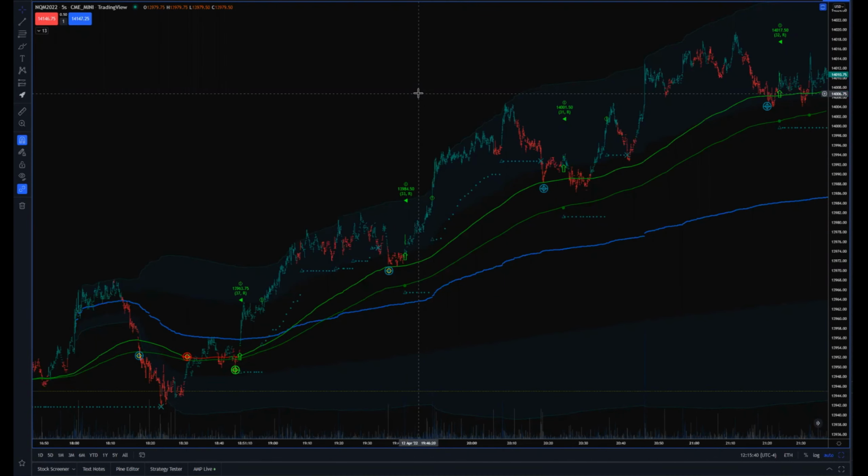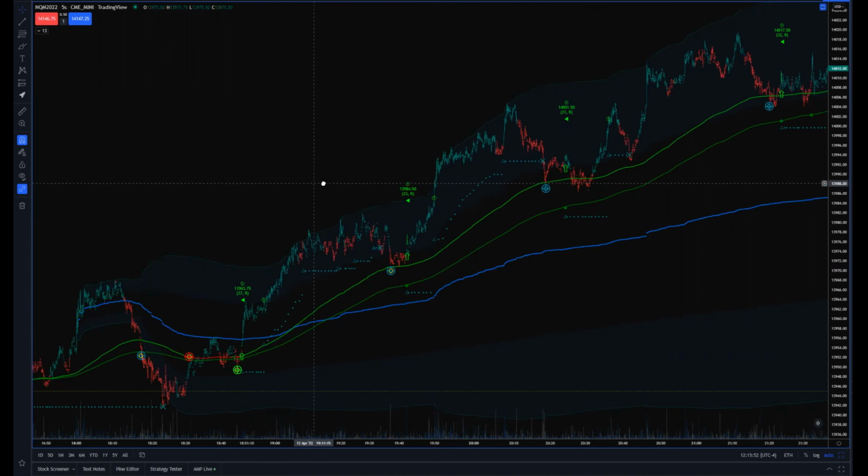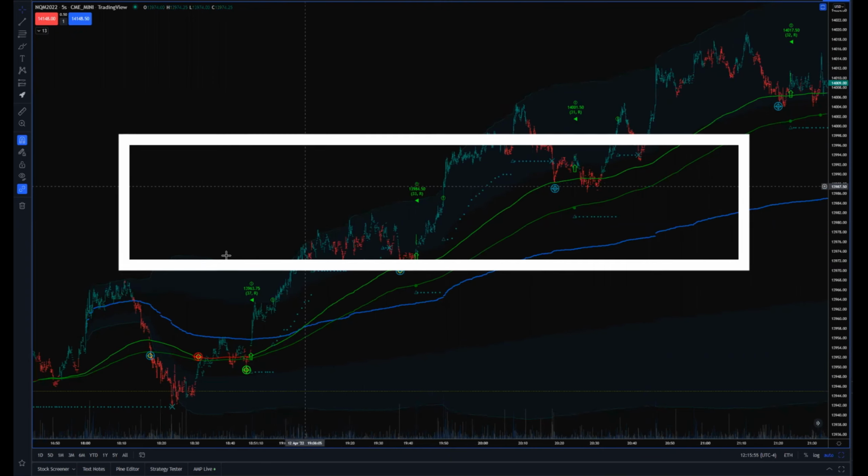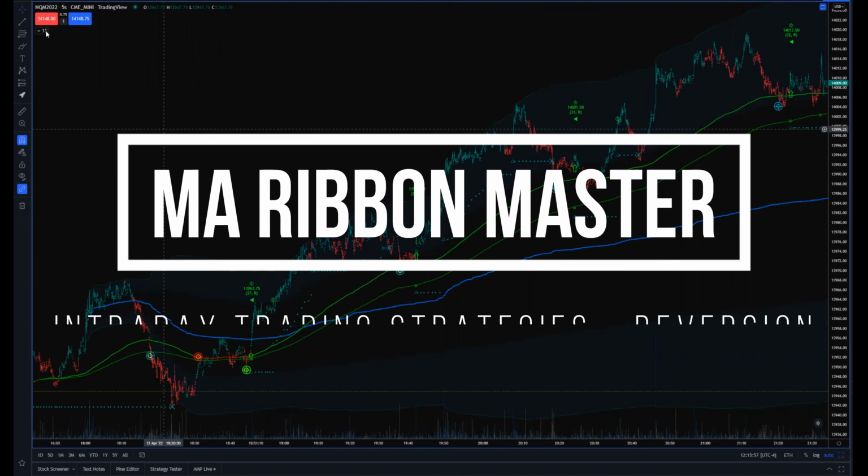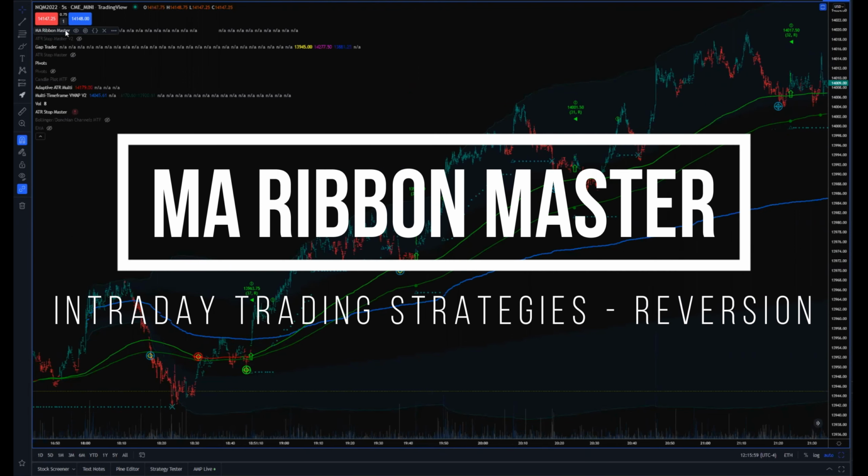I'm going to go over some of the reversion trades here really quick. Looking at this chart, I'm going to go to the beginning of the day today for NQ. And I've just got a couple of indicators on the screen. I've got the ribbon master gap trader, which is really just showing me the previous close, which is what this yellow line is.